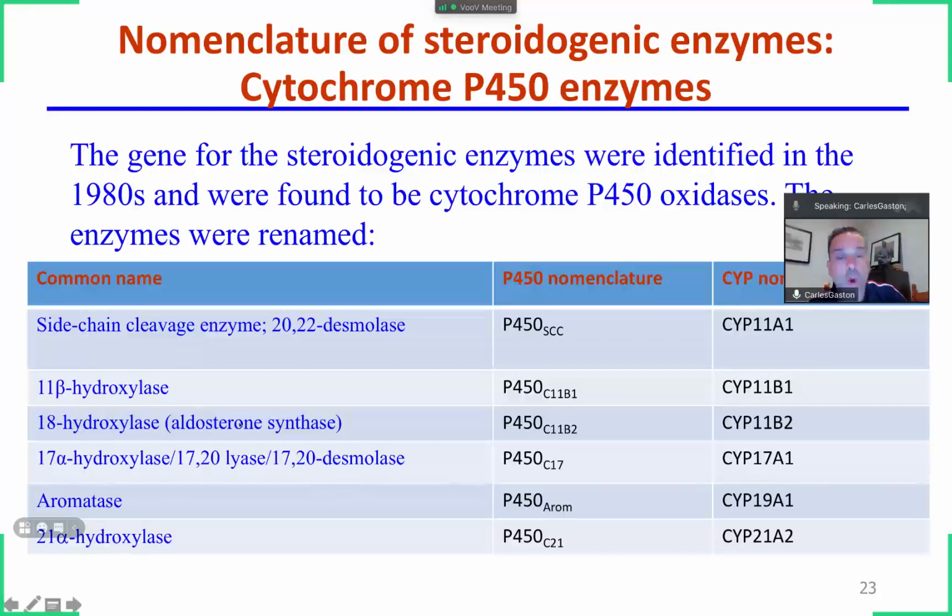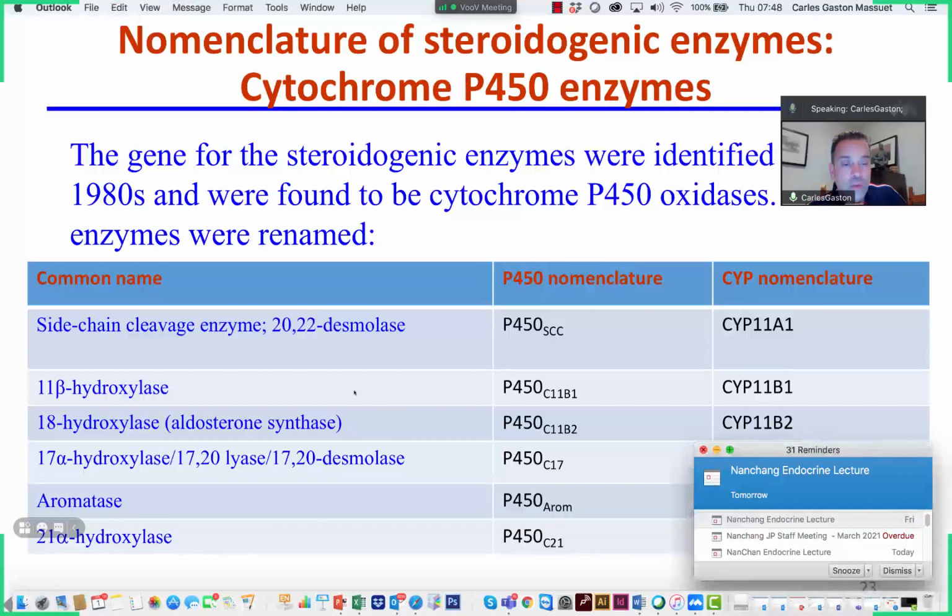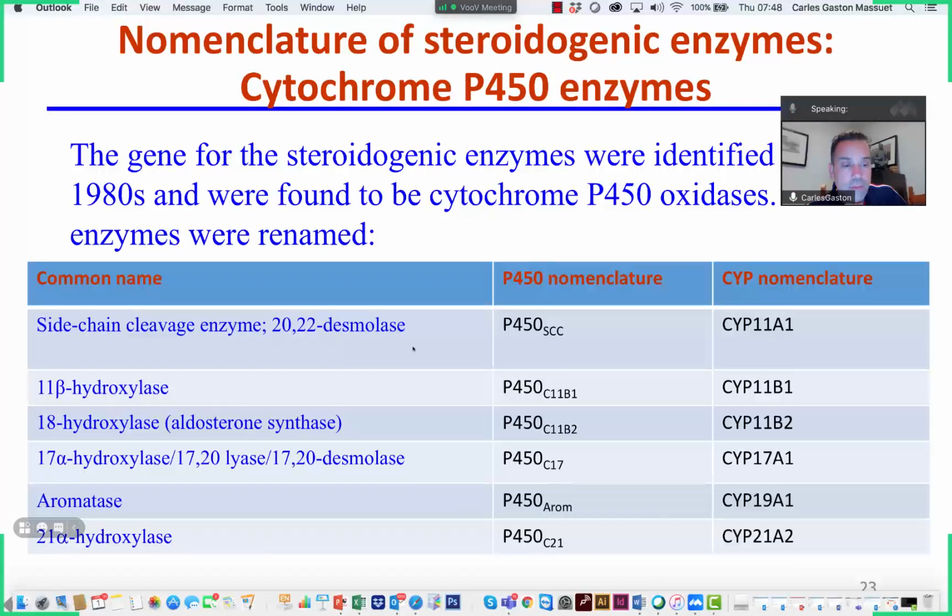Now all these P450 enzymes have different subtypes, but the nomenclature that is used now is CYP11A1, CYP11B1, CYP11B2, CYP17A1, CYP19A1, and CYP21A2. And each of these enzymes will be expressed in one area of the adrenal gland.